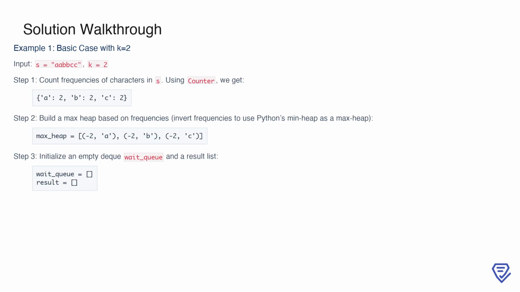Next, we construct a max heap based on these frequencies. Since Python's heap library only supports a min heap, we invert the frequencies to simulate a max heap. The resulting heap is -2a, -2b, -2c, where the most frequent characters are prioritized. Additionally, we initialize an empty deque called wait_q, which will help us enforce the k-distance rule, and an empty result list to build the final output string.